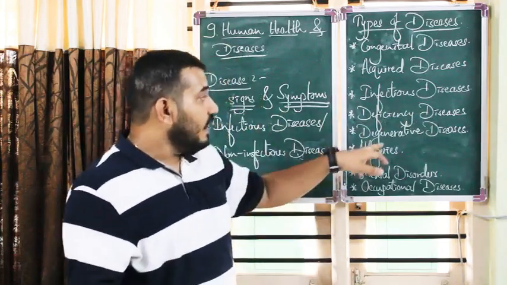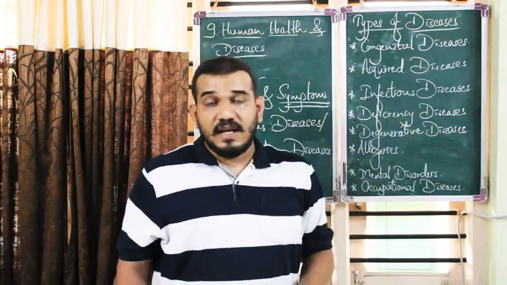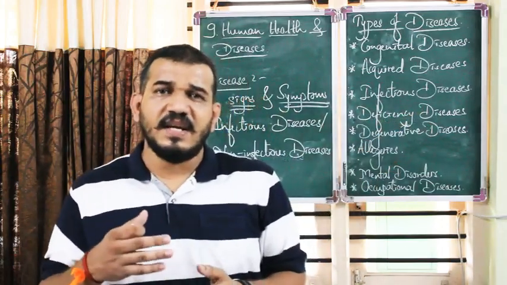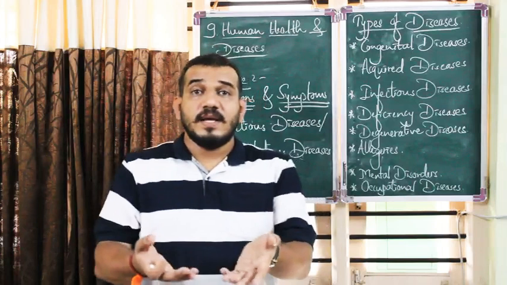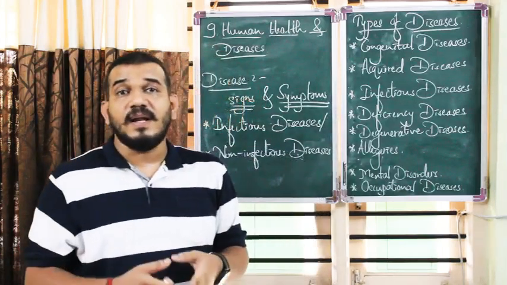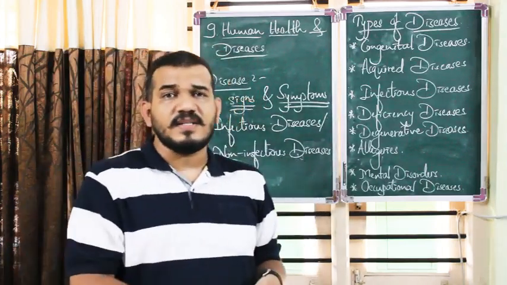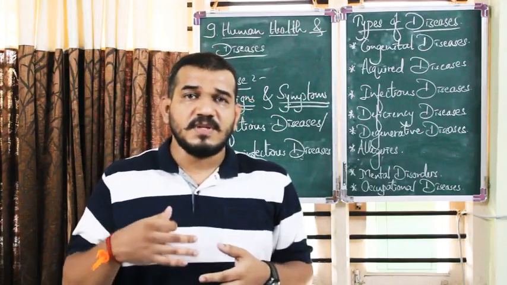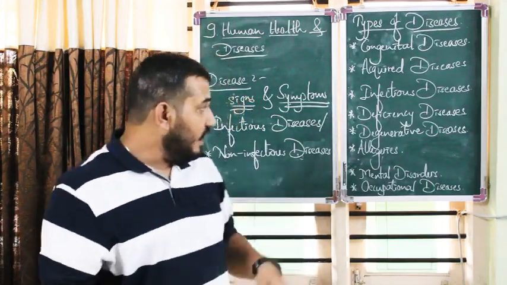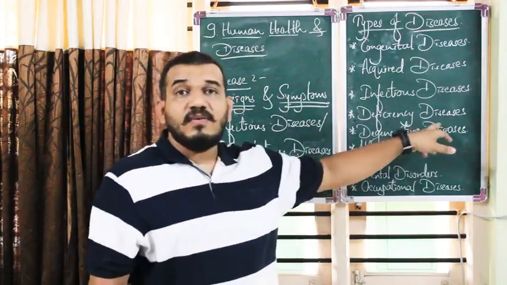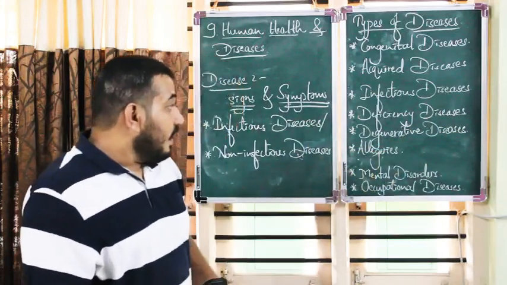The next one is degenerative diseases. The name itself says degenerative. With age we can experience these diseases. For example, hypertension or arthritis. As the person becomes older and older, we experience these degenerative diseases.